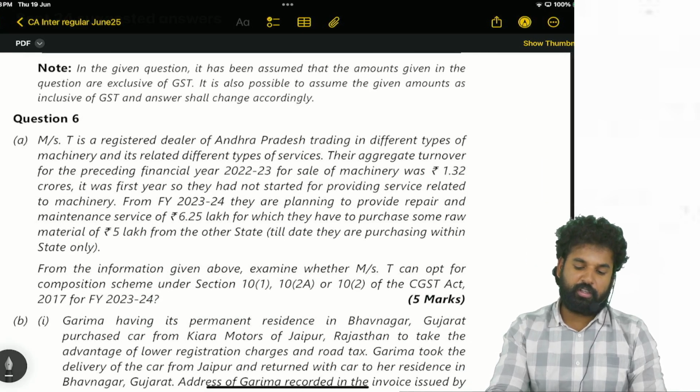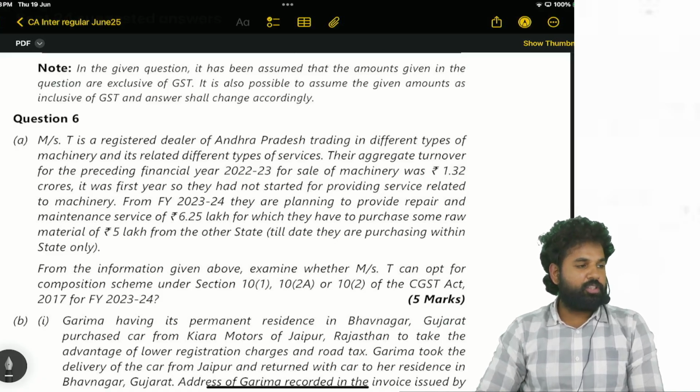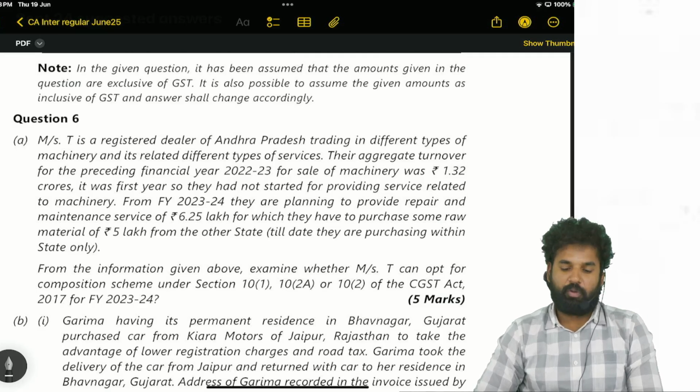Mr. T is a registered dealer of Andhra Pradesh trading in different types of machinery and related services. Their aggregate turnover for the preceding financial year 23-24 for sale of machinery was 1.32 crores. It was the first year, so they had not started providing services relating to machinery. They are now planning to provide repair and maintenance services of 6.25 lakhs, for which they have to purchase some raw material of 5 lakhs from other states. Till date, they were purchasing within the state only. From the information given above, examine whether T can opt for the composition scheme. That is what they are asking.